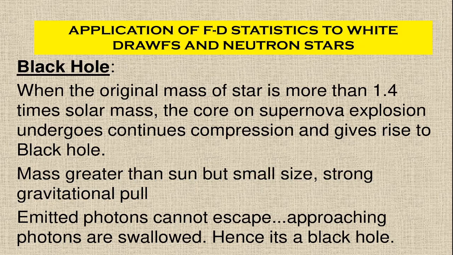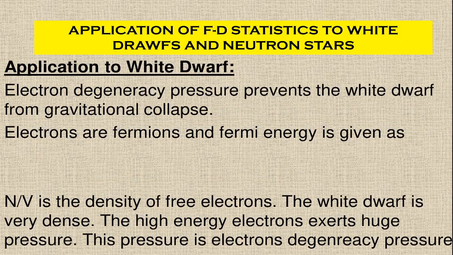Then we go to the real application of this Fermi-Dirac statistics to white dwarf. Why? Because now we got the idea: what is a white dwarf, what is a neutron star, what is a black hole. So, what is the role of Fermi-Dirac statistics? How can we explain, using the Fermi-Dirac statistics, the ending of a star as a white dwarf?